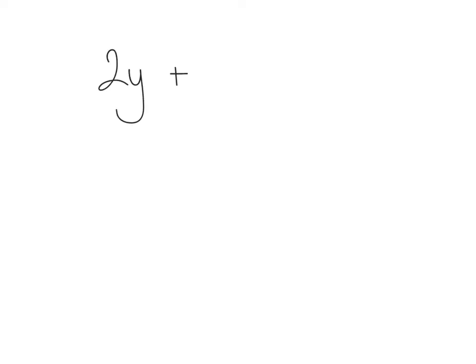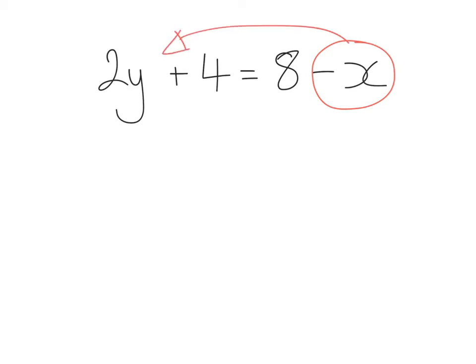2y plus 4 equals 8 minus x. Okay? Now, if I were to move the 8 across, it wouldn't say equals x or x equals. It would say equals minus x, and I don't want it to say that. So because of that, the first thing I'm going to move is I'm going to move this x over to the other side, and that's going to make it positive. Okay? So, by doing that, I'm going to have 2y plus 4 plus x equals 8.